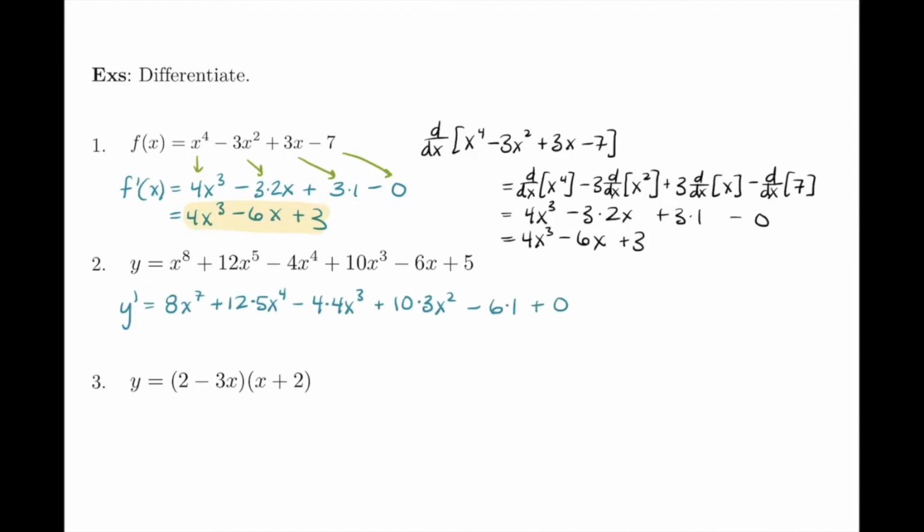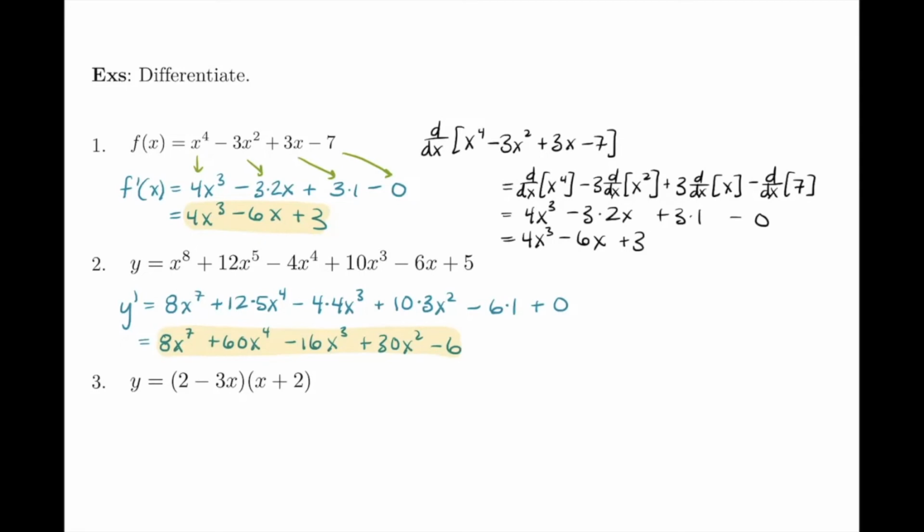Taking at least one step of simplification here will give us 8x to the seventh plus 60x to the fourth minus 16x to the third plus 30x to the second minus 6. And here's the derivative of our initial function.